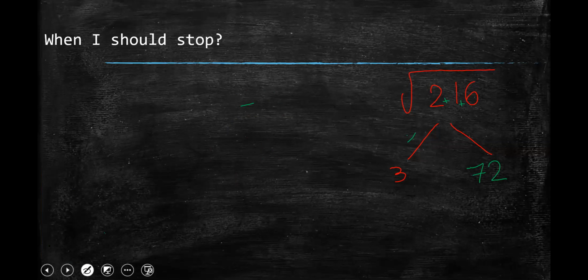Is 72 a perfect square number? No, it is not. Let's try another one. Now let's factorize 72. 9 and 8. Okay.